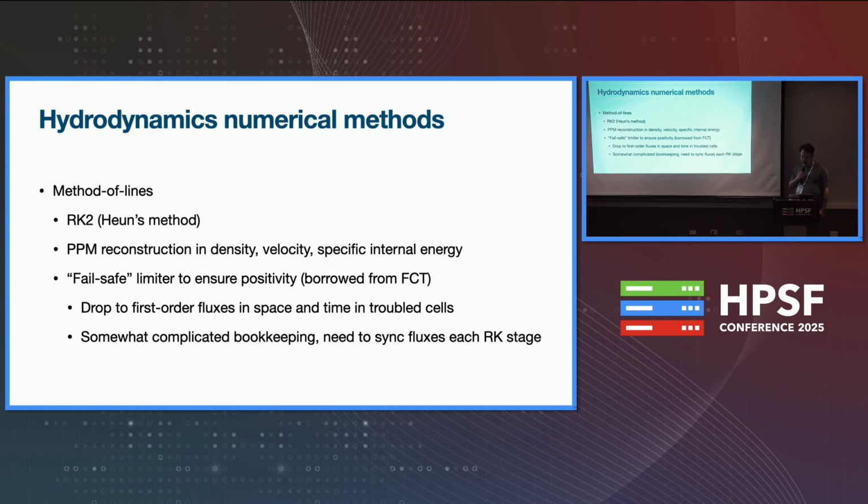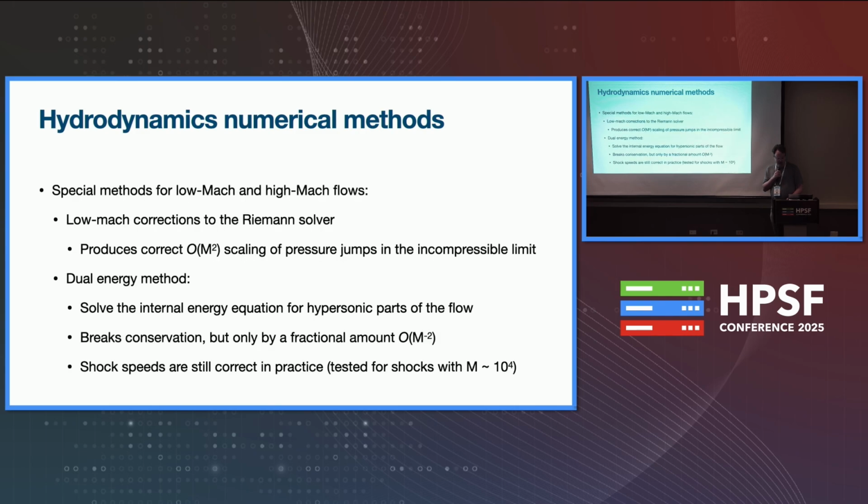We do have somewhat complicated bookkeeping, and this does make things a bit slower because we need extra communication in each RK stage to sync the fluxes when we drop to the first order fluxes, to ensure that faces on neighboring grids use the same first order flux when we drop the fluxes.